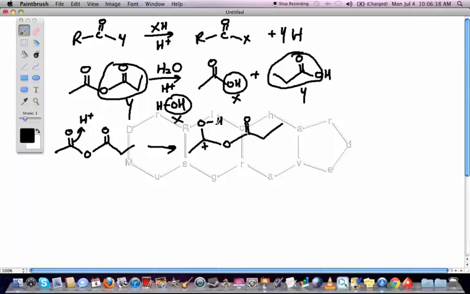And we'll have the H on the O and the positive charge on the C. Now the water will come in and attack the positive charge on the C. This is a pattern we've seen a lot already.